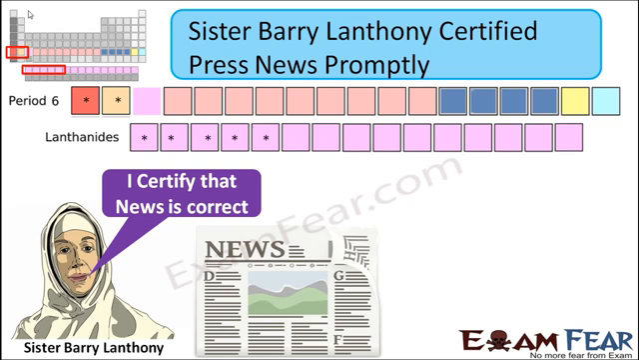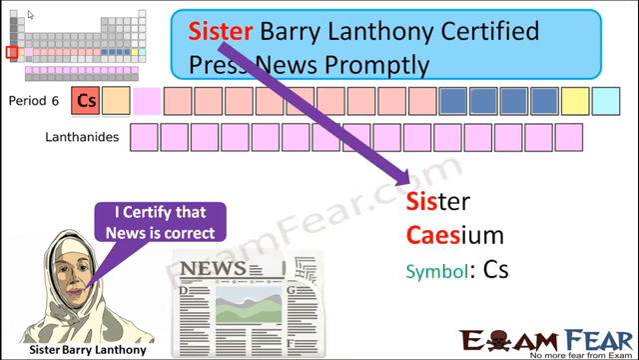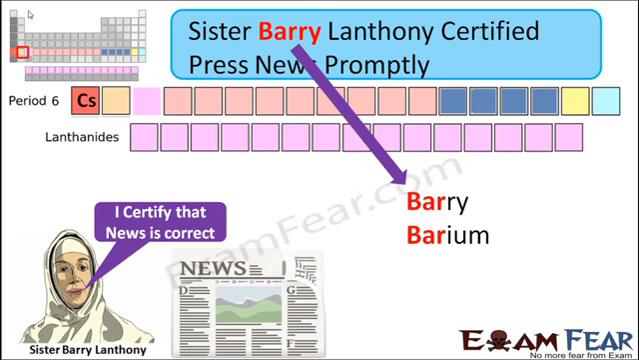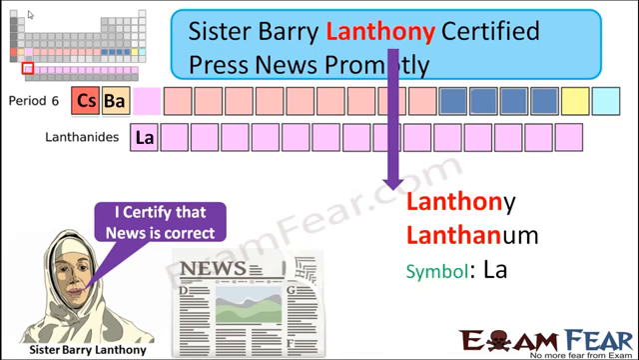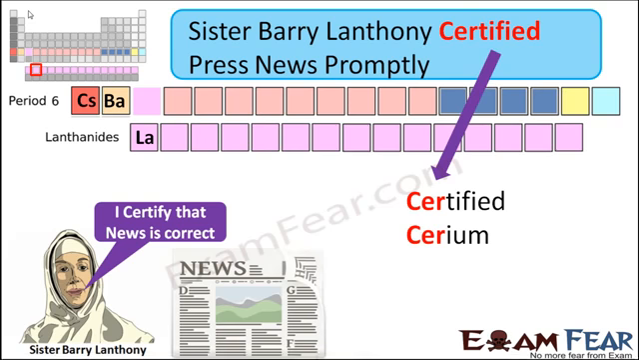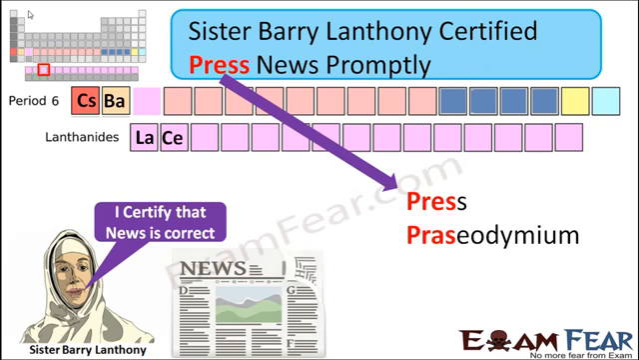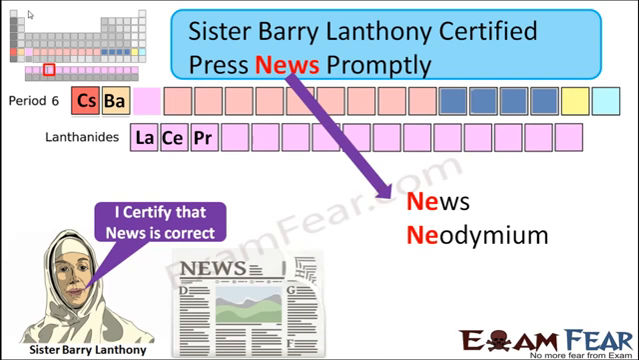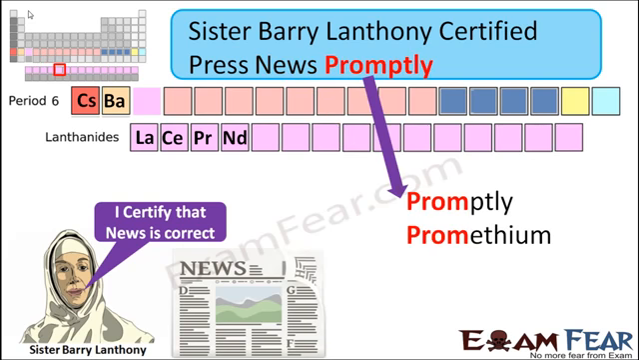Now let's look at the picture that we have here. We have the picture of Sister Barry Lanthony, and she is telling that I certify that the news is correct. So the memory tip for us would be Sister Barry Lanthony certified press news promptly. So here Sister reminds of cesium with symbol Cs. Barry reminds of barium with symbol Ba. Lanthony reminds of lanthanum. Certified for cerium. Press for praseodymium, news for neodymium, and promptly for promethium.